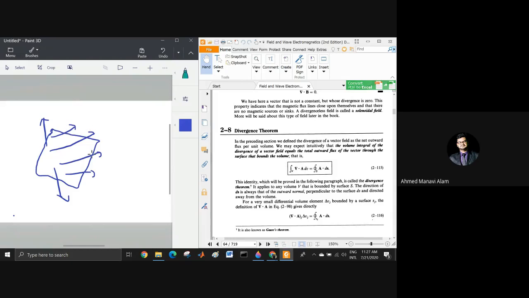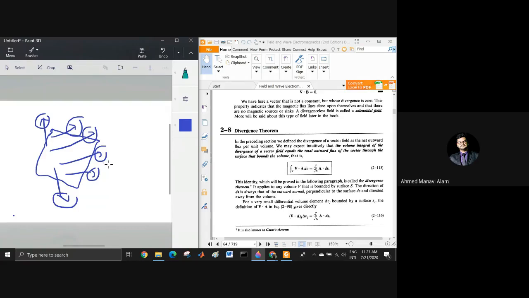The surface that is situated here, there is some outward flux in this whole structure. The outward flux is actually the volume integral of the divergence of the vector. Because we already know this makes sense, right? Because the divergence of any vector field is actually the total net outward flux of that vector field through a certain surface.